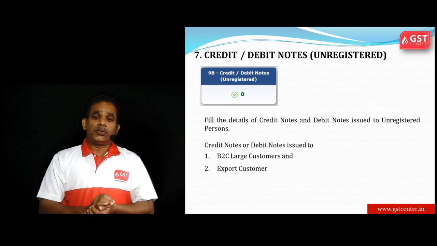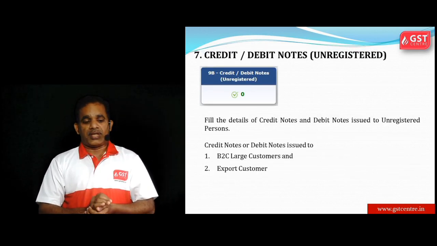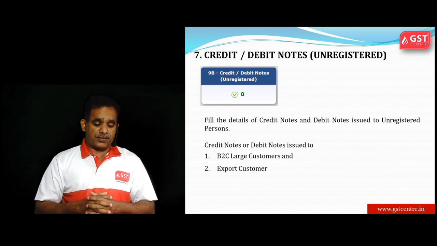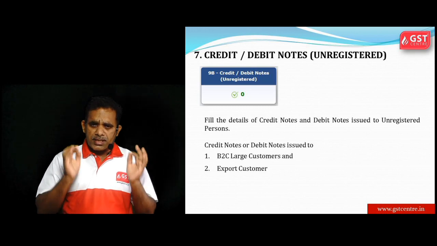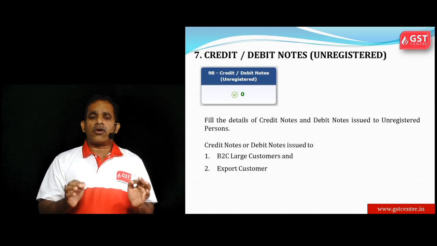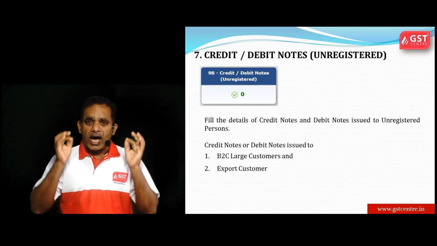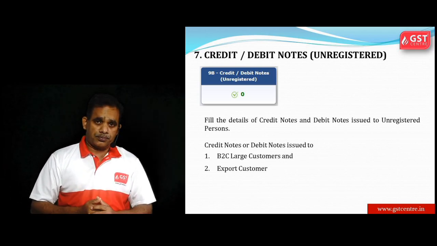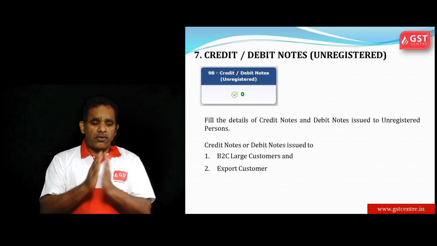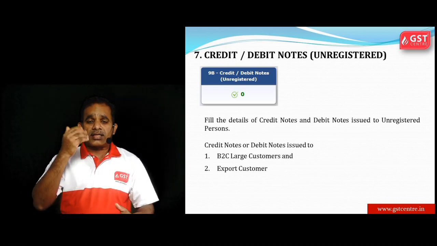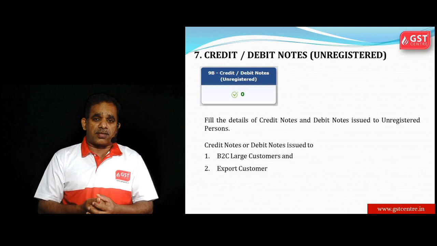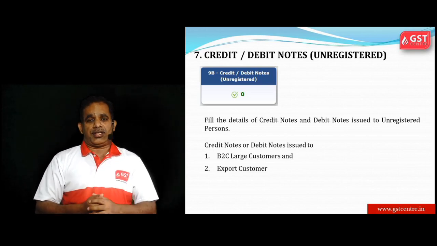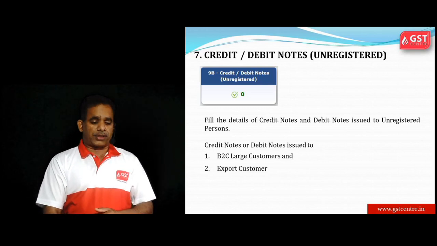So coming to the section that is credit or debit notes to unregistered customers. Here please take care, only credit notes or debit notes issued to B2C large customers and export customers should be reported here. Okay, in case of credit or debit notes to other unregistered customers, it should be adjusted in B2C others section only. Okay, so that one you need to take care.